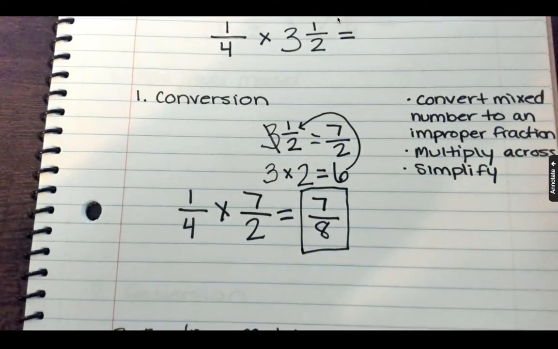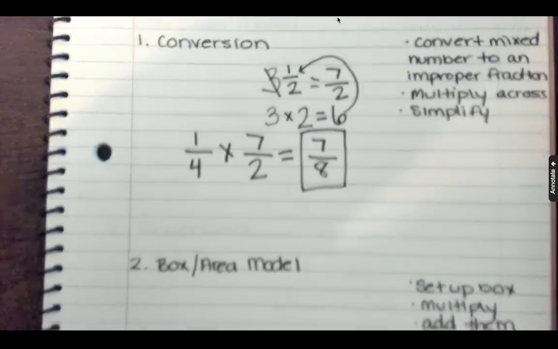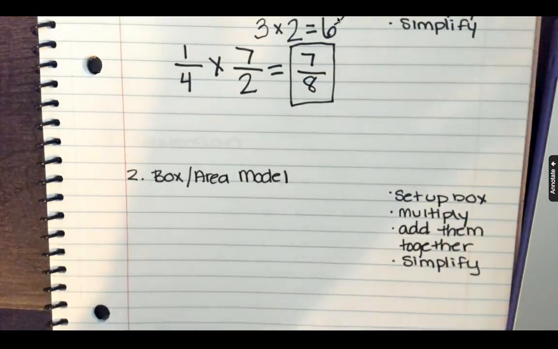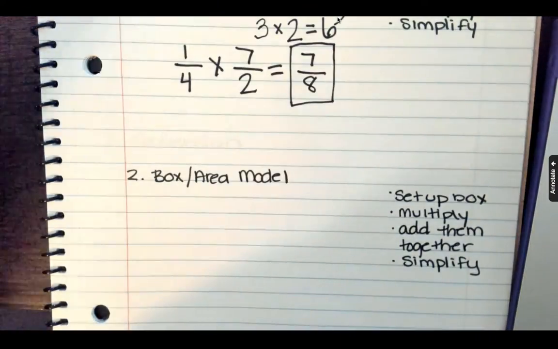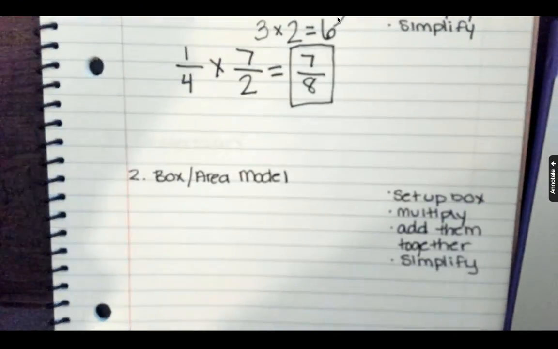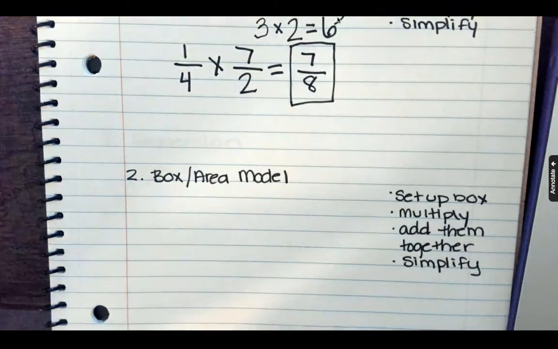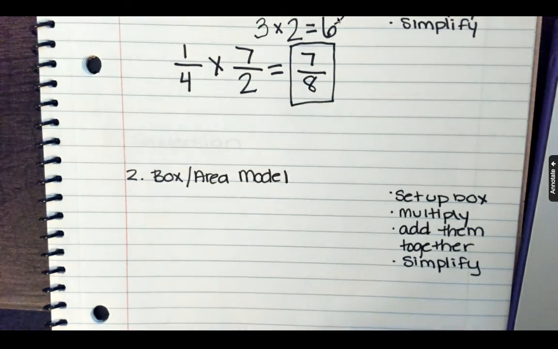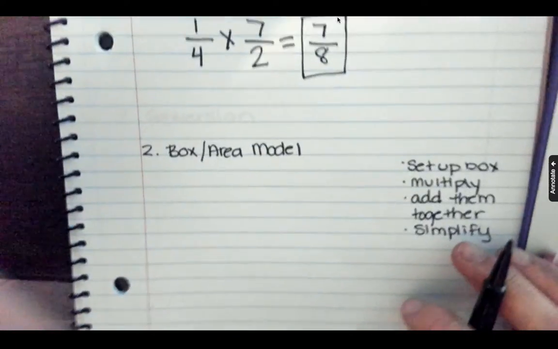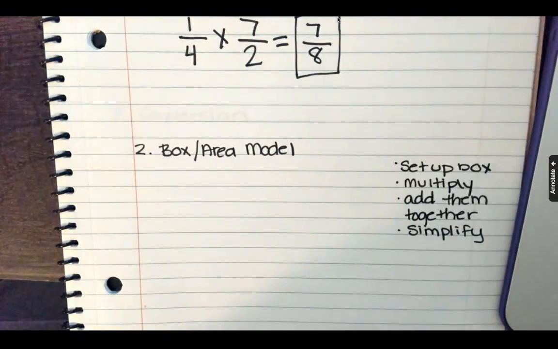The second method is the box or the area model. I think for multiplying mixed numbers, as we get more complicated, this is the better way to do it. I'm going to ask that you be able to do both, and then you'll be able to pick which one works better for you. So, we're going to set up our box first.